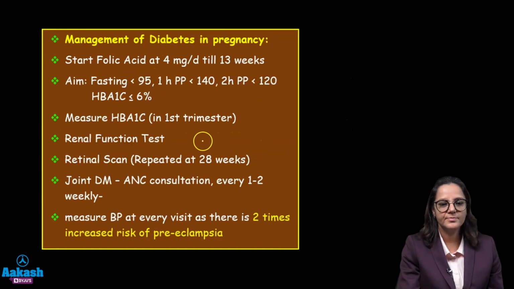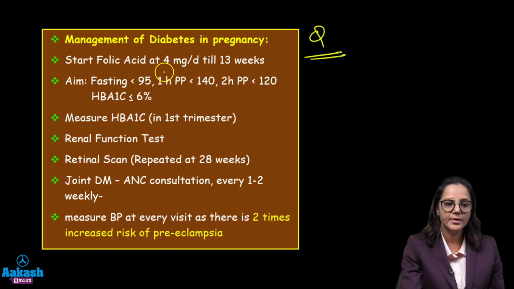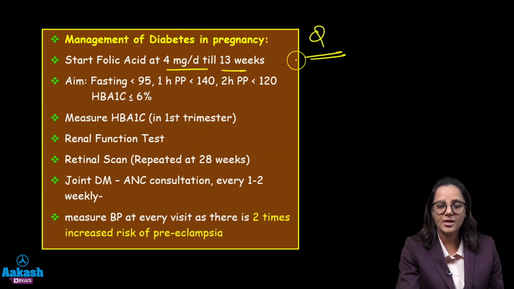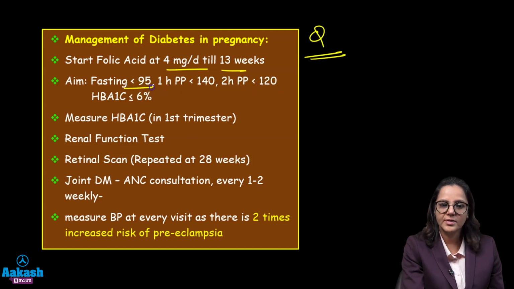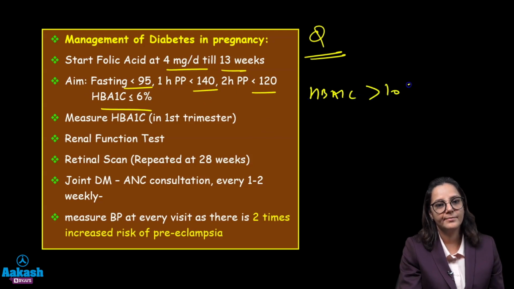How do you manage diabetes in pregnancy? This is also a very important exam point. Start folic acid 4 milligram till 13 weeks. It is not 4 microgram, it is 4 milligram till 13 weeks. Aim for the fasting blood sugar to be less than 95, 1 hour postprandial less than 140, 2 hours less than 120. HbA1c is kept at less than 6%. If the HbA1c is more than 10%, then there is very high risk of congenital malformations.